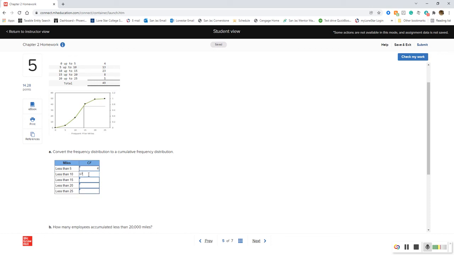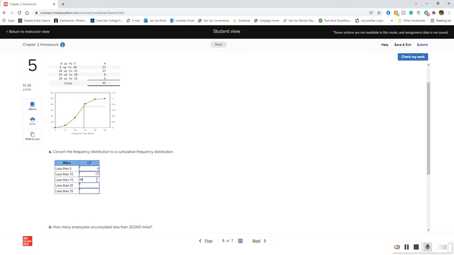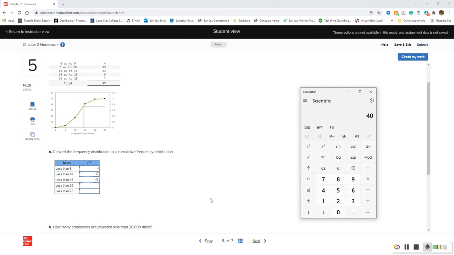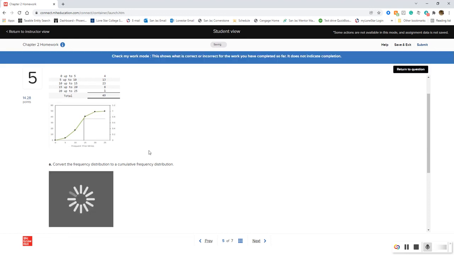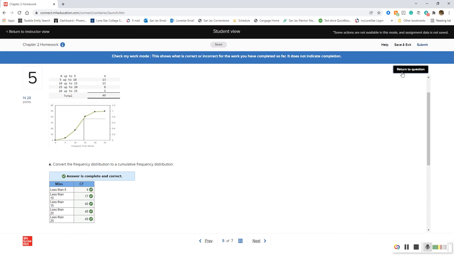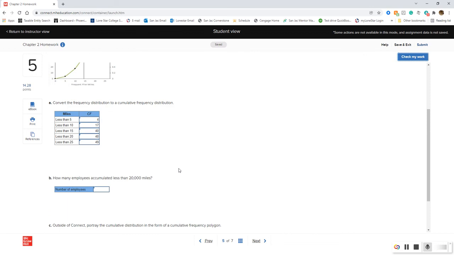4, less than 10, looks like 17. Then we're looking at 17 plus 23, 40. Then 40 plus 8, we're at 48. And then we finish at 49. Again, your last class should equal the total. Check. There we go. There's our cumulative. Again, it's just adding everything that's below that number.